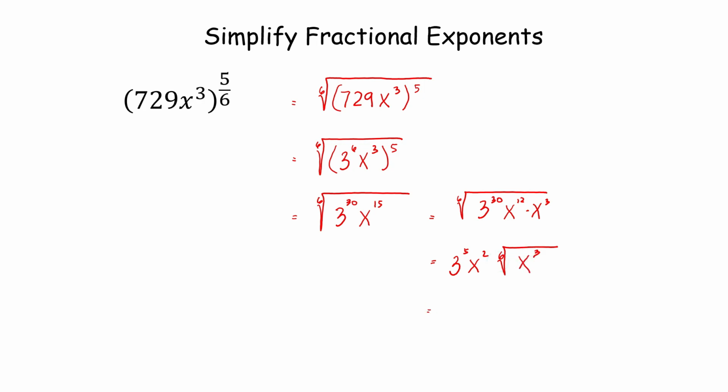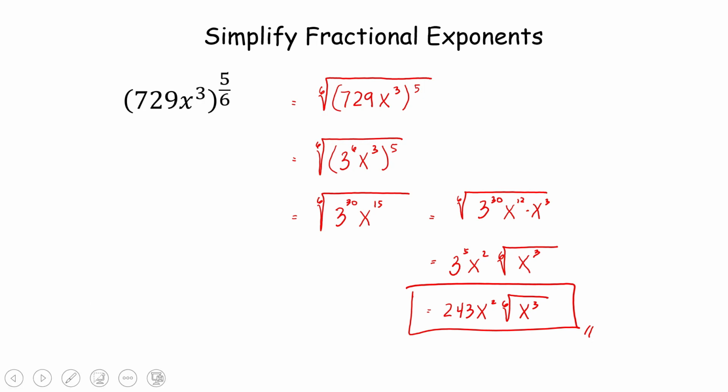So 3 raised to 5, what is that? What's 3 raised to 5? So 243 x squared, sixth root of x cubed. There you go. That's the final answer right here. Let's go to the next one.